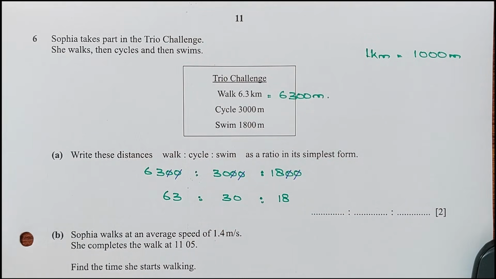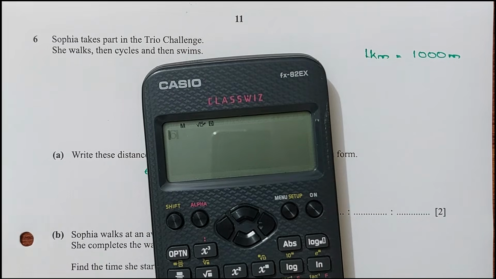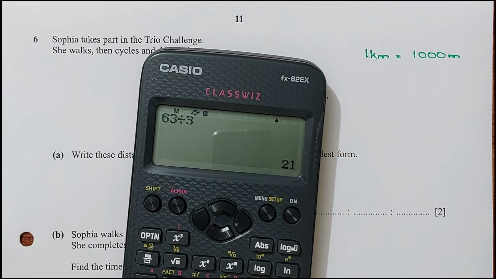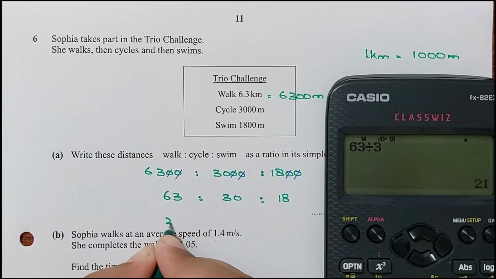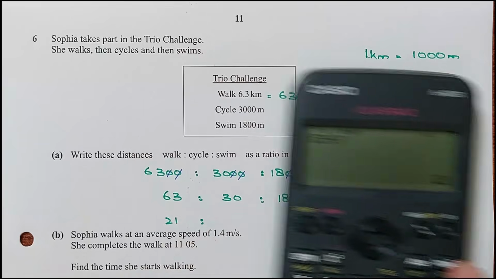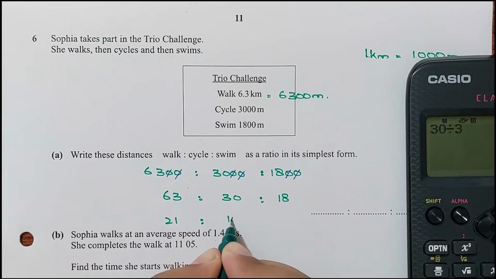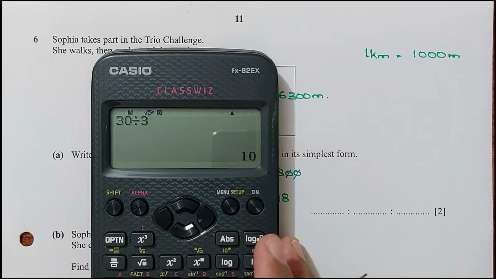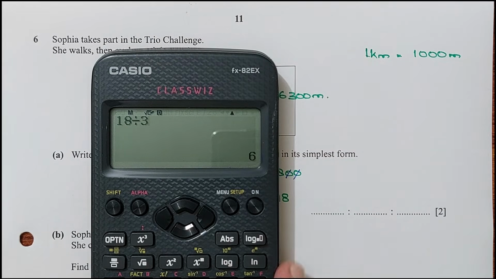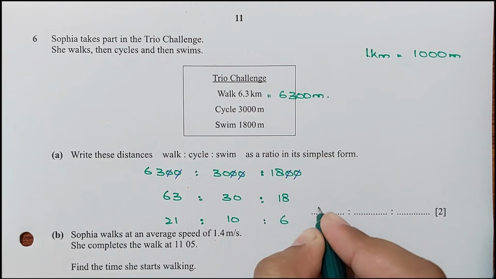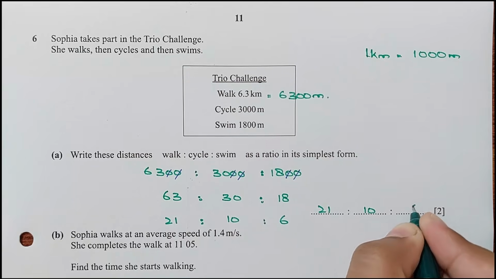They are all divisible by 3. 63 divided by 3 is 21. 30 divided by 3 is 10. And 18 divided by 3 is 6. So this is the simplest form: 21 ratio 10 ratio 6.